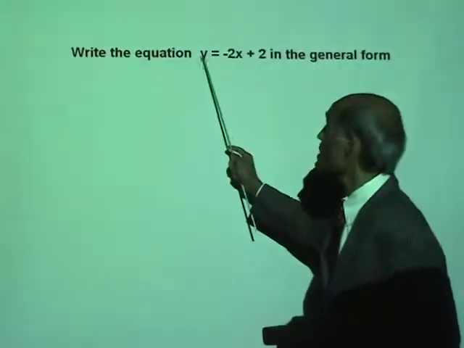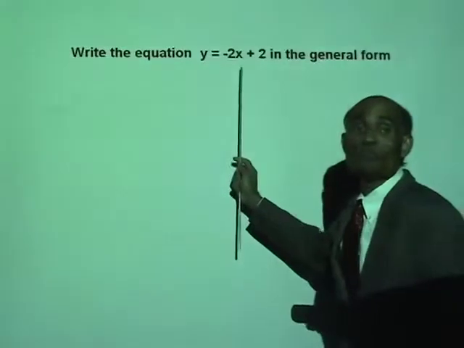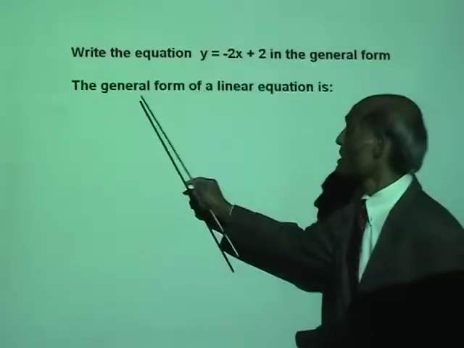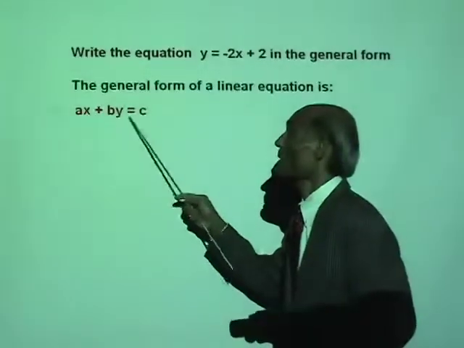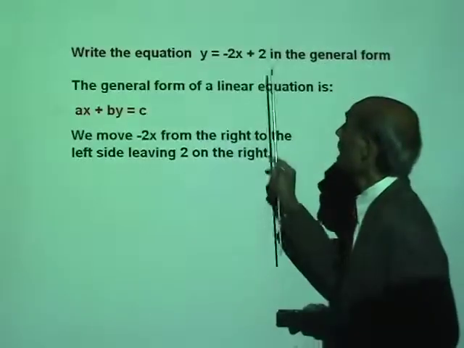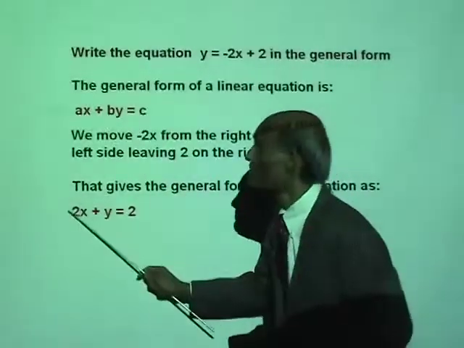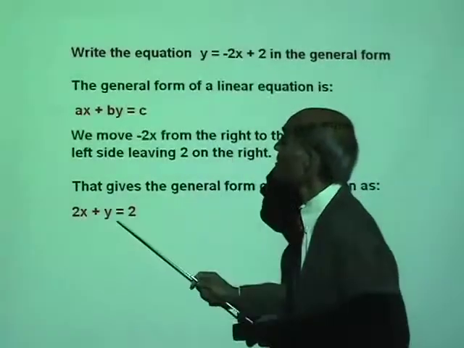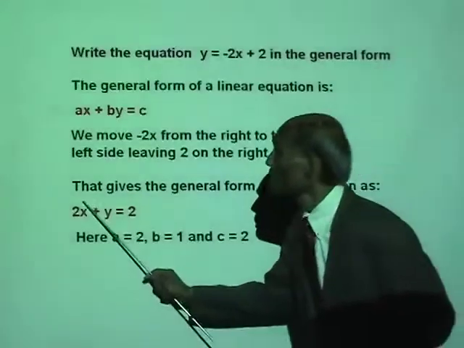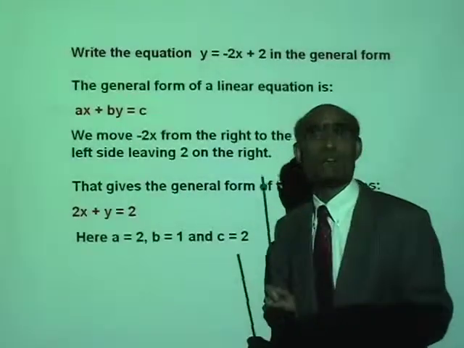Okay, let's do that here. Write the equation y equal to negative 2x plus 2 in the general form. What do you do to write this in the general form? All you need to do is move the negative 2x from right to the left. The general form of a linear equation is ax plus by equal to c. Therefore, we move the negative 2x from the right to the left and leave the 2 on the right side. And the general form therefore becomes negative 2x will go to the left to become positive 2x, positive 2x plus y equal to 2 is the general form of the equation. Alright, here the coefficient of x, a equal to 2, the coefficient of y, b equal to 1, and the constant term c equal to 2.